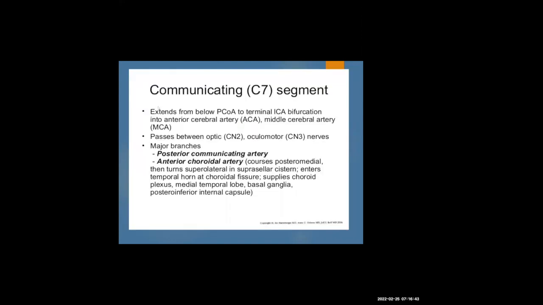Okay. Last segment. So this is the C7 segment. This is also known as the communicating segment. It has two major branches. It has the posterior communicating artery, and it has the anterior choroidal artery. So we'll talk a little bit about the posterior communicating artery more at the end. But the anterior choroidal artery is an important artery to know.